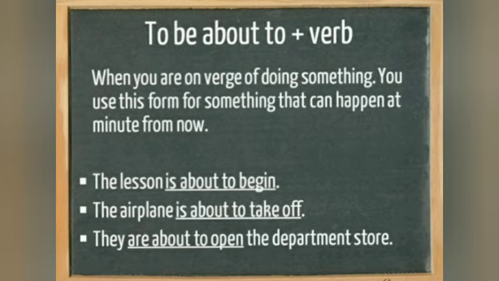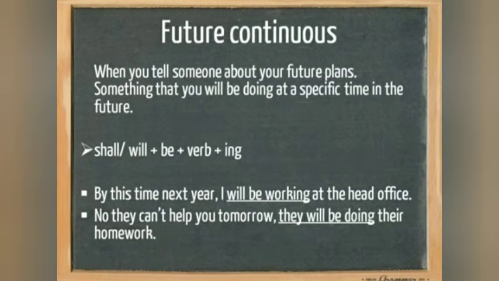The examples for this case are: the lesson is about to begin, the airplane is about to take off, they are about to open the department store. So all the underlined actions can happen at any point of time in the immediate future. Future continuous tense. This tense is used to refer to future time when you tell someone about your future plans, something that you will be doing at a specific time in the future.